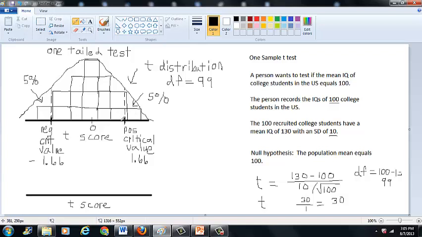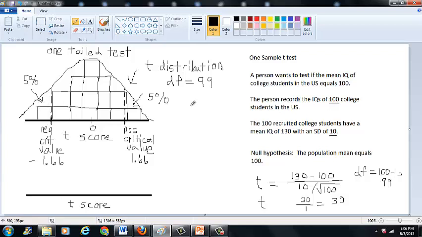A positive t-score, like ours, has to be compared to the positive critical value, which means if you get a positive t-score, you have to check to see if it's above this point in this area up here, because you can't compare our positive t-score to this negative critical value. If you get a negative t-score, you have to compare it to this negative critical value and see if you're in this area down here.